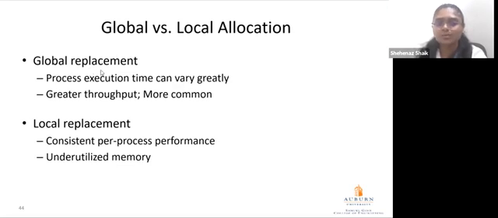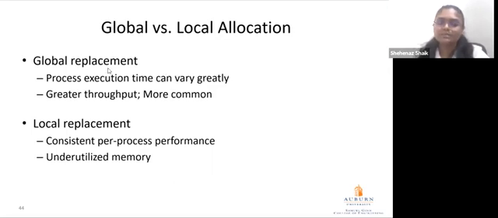So what the global replacement policy suggests is, whenever we want to identify a victim page to be replaced with one of the arriving pages, we should be able to identify the victim page not only from the pages that belong to the same process, but from any of the pages that are currently loaded in memory that belong to any other active process as well. So that is the global replacement policy.